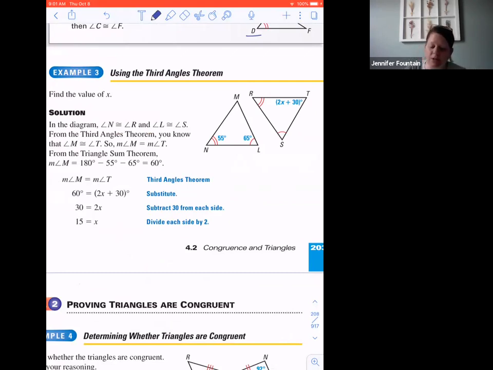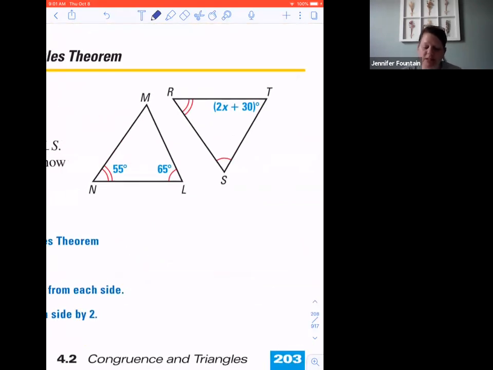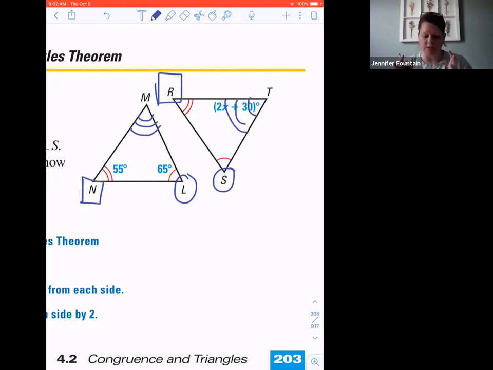So the first thing I want to do is look at my shapes and see what I know. I know that L and S correspond. I know that, I'll put a box around N and R correspond. So that means that M, I'm going to go ahead and put it as a 3 line since the first 2 are already marked. M and T correspond. Okay, so I understand my relationships of corresponding angles here.